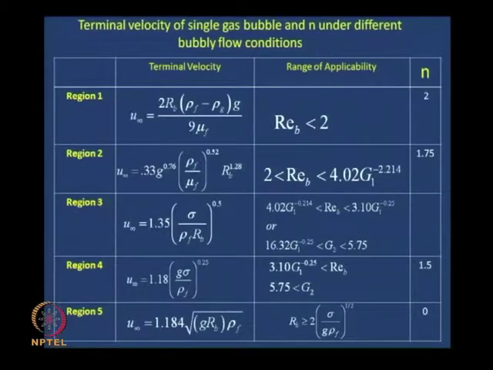Now, if you observe this closely, you find that for regions 1, 2 and 3, in order to find out u infinity, you need to know RB. What is RB? RB is the equivalent bubble radius, or the radius of the volume of a sphere which has the same volume as the bubble. So, next we will have to find out different methods of determining the equivalent bubble radius. How to find out the equivalent bubble radius?